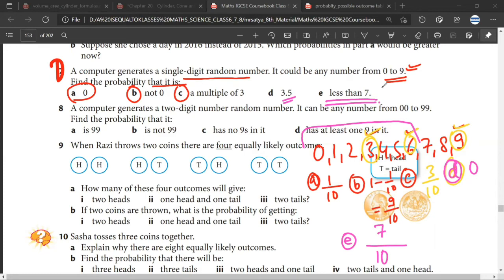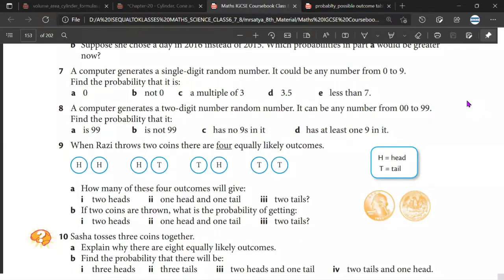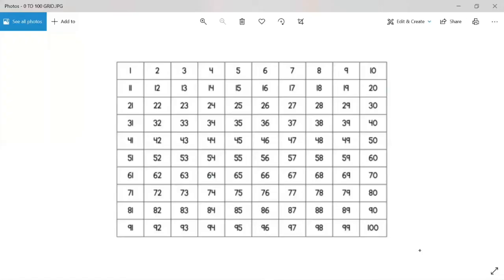Okay. Question number 8. A computer generates a 2-digit random number. It can be any number from 00 to 99. Have you understood? Yes, sir. So it can be any number from 00 to 99. One second, I'll open a grid so that you can understand it well. So Satya, for this 2-digit random number grid, any number from 00 to 99. See, this is how the grid can look like. Have you understood? Yes, sir.